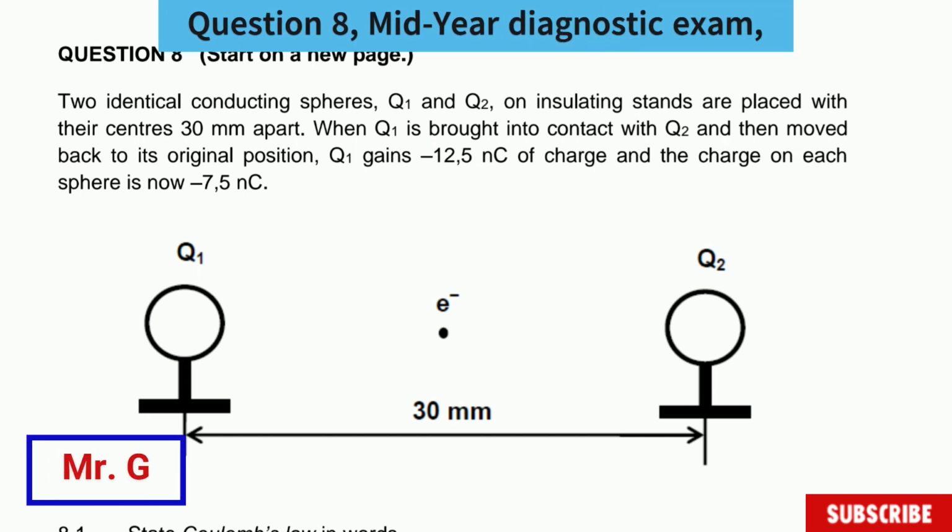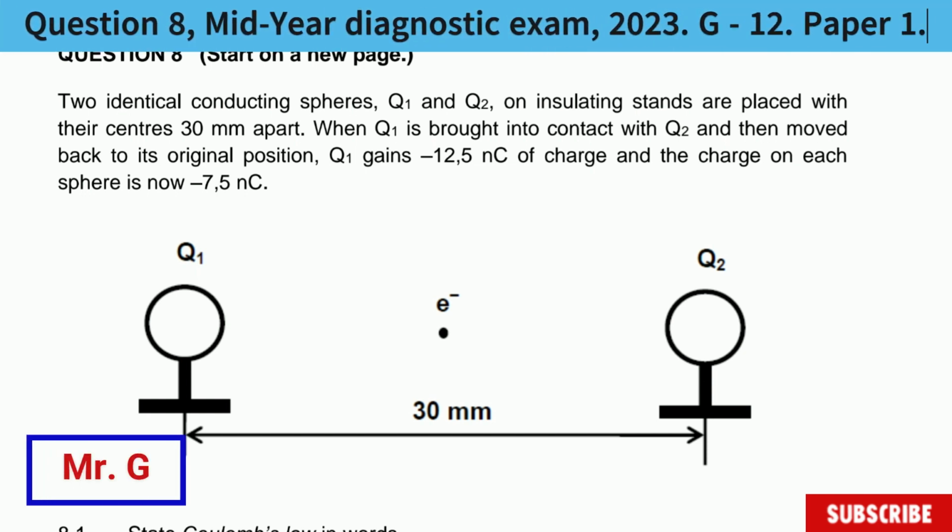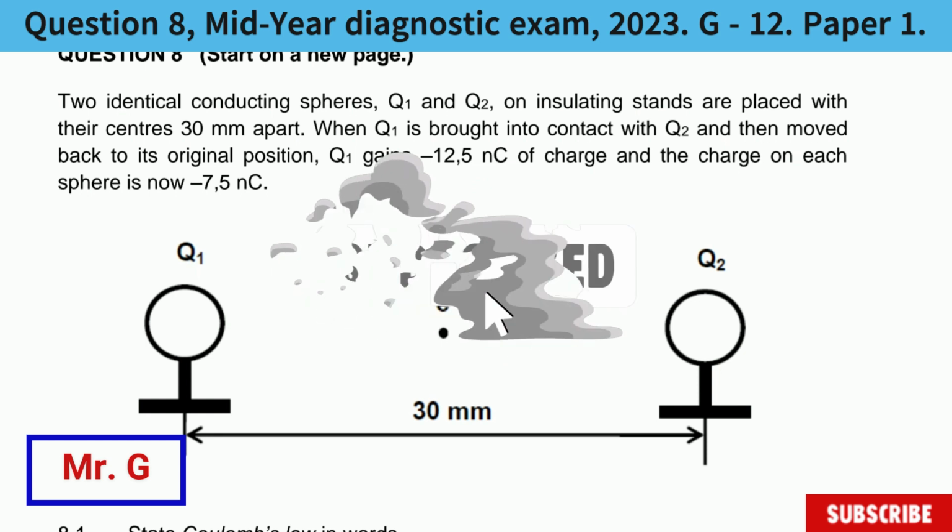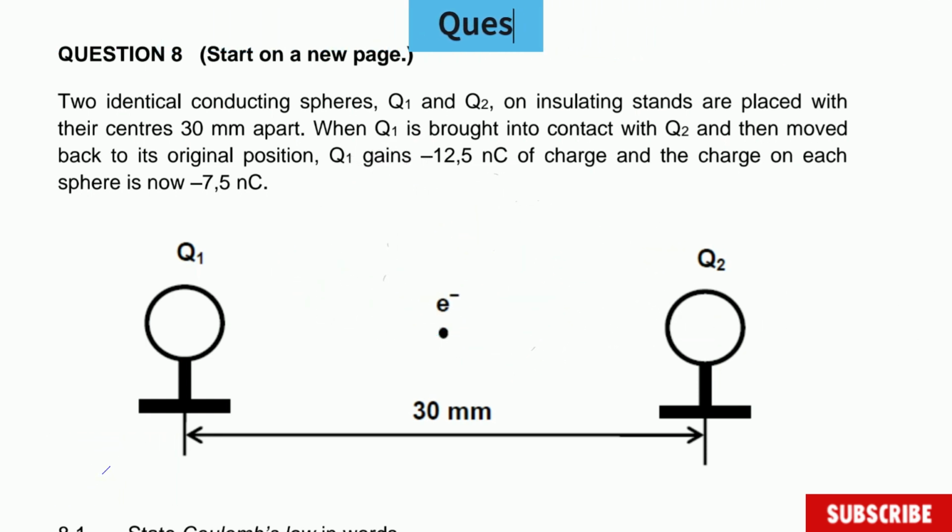This time we're going to be solving a question on electrostatics. It is question 8 from the mid-year diagnostic exam developed by Professor Rodriguez in 2023. This question says two identical conducting spheres Q1 and Q2 on insulating stands are placed with the centers 30 millimeters apart. When Q1 is brought into contact with Q2 and then moved back to its original position, Q1 gains 12.6 nanocoulomb of charge and it's negative, and the charge on each sphere is now negative 7.5 nanocoulomb.